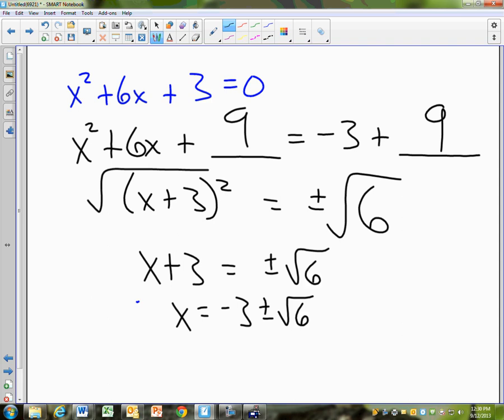Again, how do you get the number on the end? You do the middle number divided by 2 and you square it. Okay, so that's how we got the 9. 6 divided by 2 is 3, squared is 9.